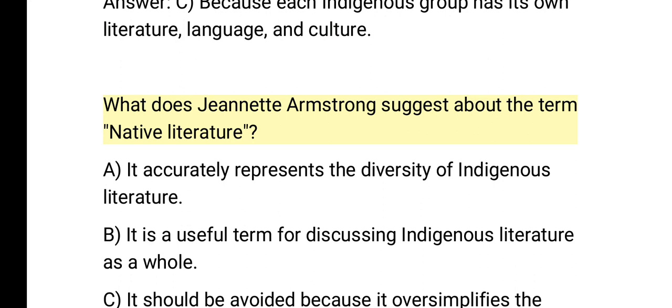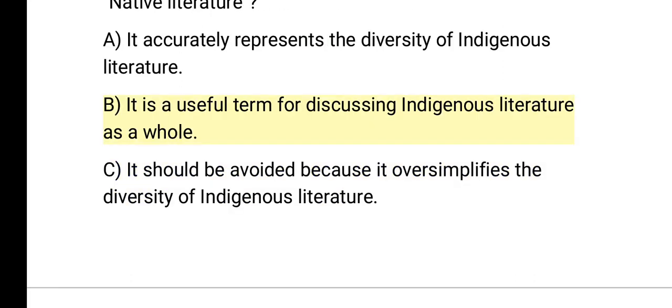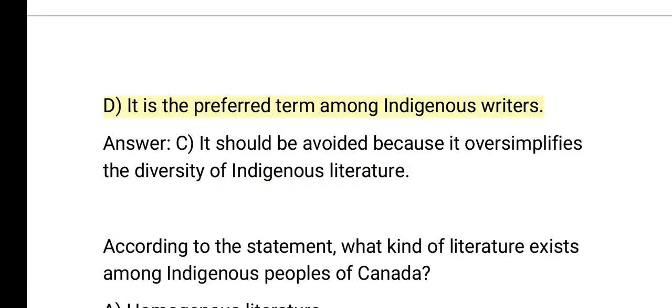What does Jeanette Armstrong suggest about the term Native literature? A. It accurately represents the diversity of Indigenous literature. B. It is a useful term for discussing Indigenous literature as a whole. C. It should be avoided because it oversimplifies the diversity of Indigenous literature. D. It is the preferred term among Indigenous writers. Answer. C. It should be avoided because it oversimplifies the diversity of Indigenous literature.